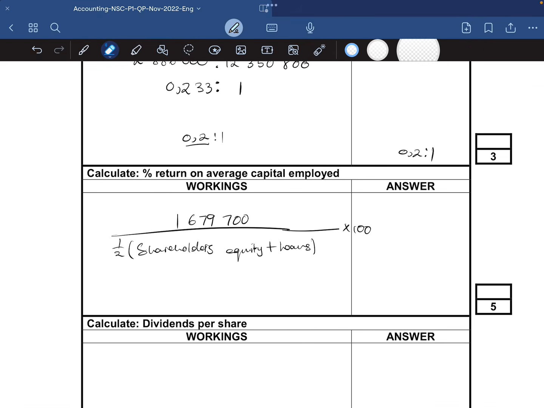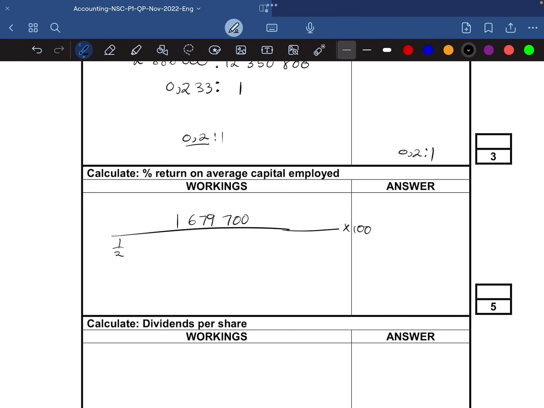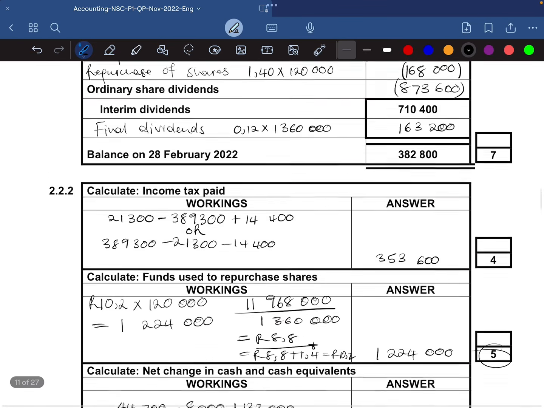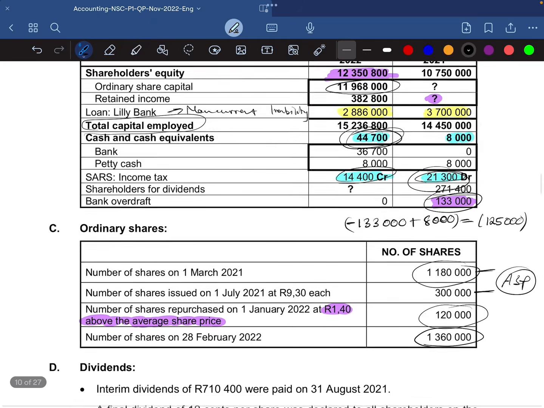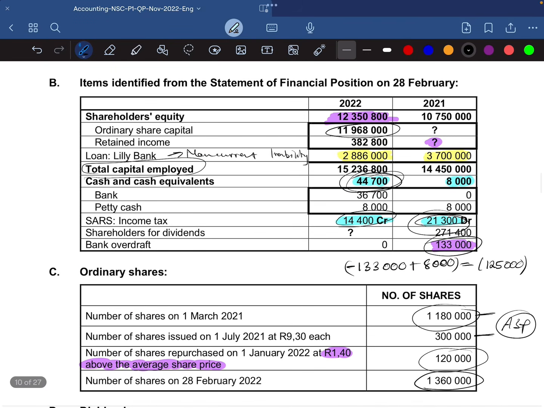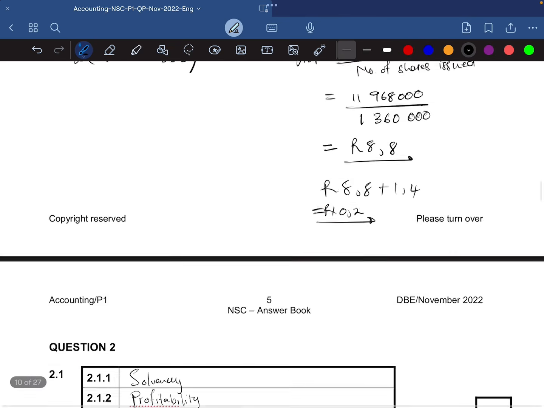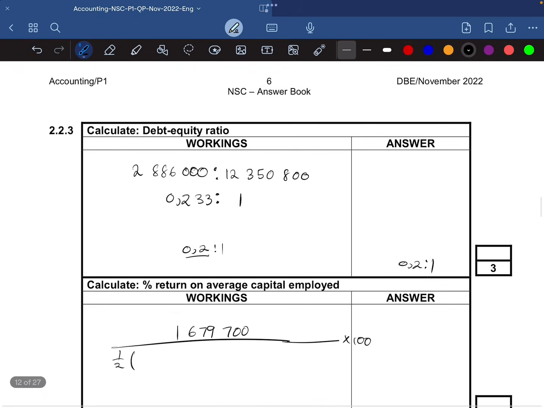Okay, so I can just simply erase here and plug in all those numbers, but you can just add your loans and your shareholders' equity for this year only, and also add your loan amount and your shareholders' equity from the start of the year. So either way, you can work it out in any way that you feel comfortable.